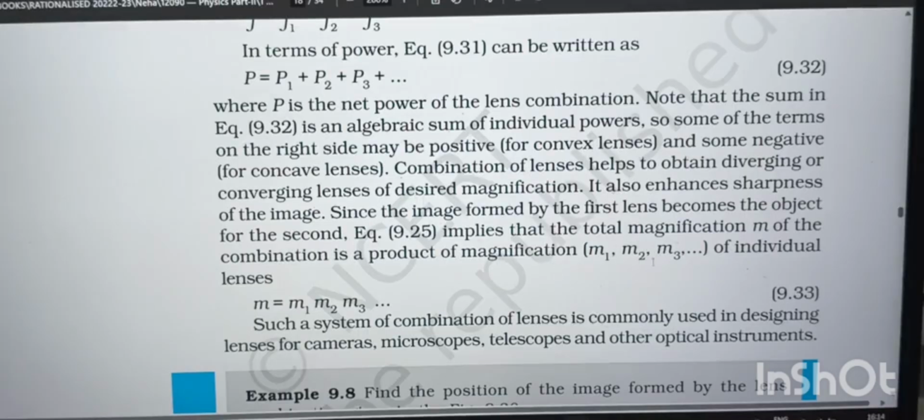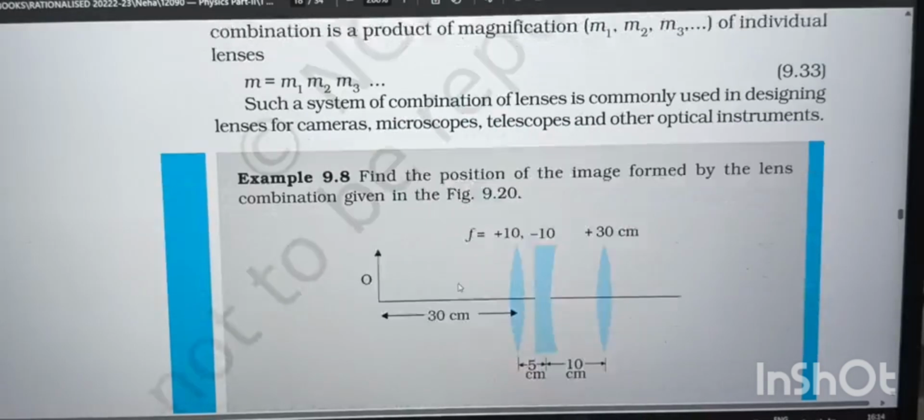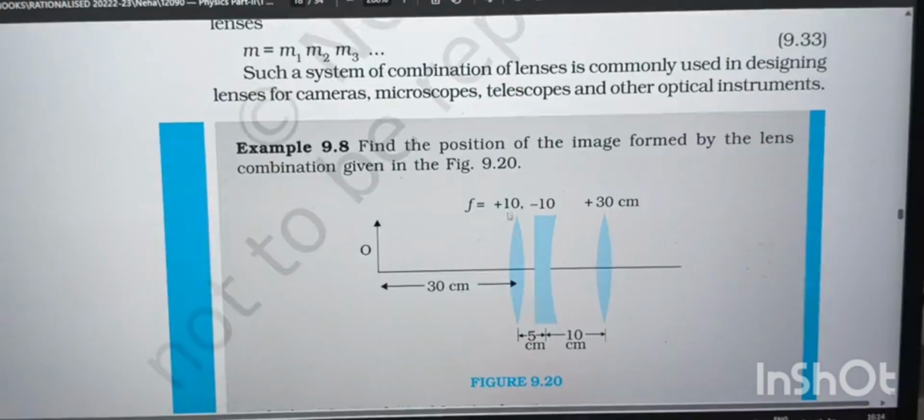So because of these ratios, we will simply multiply all the magnifications to get the final magnification. Now here one more question is given to us. Generally, by shape itself you should be able to recognize that this is a convex lens, this is a concave lens, and this is a convex lens.